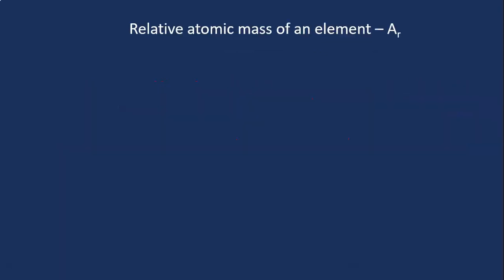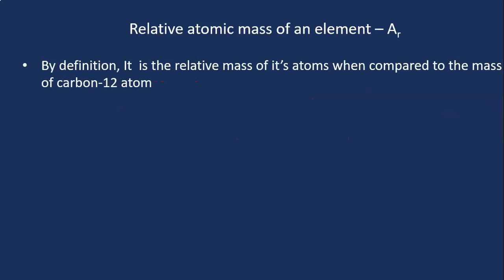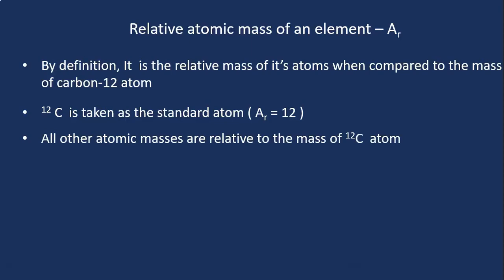Relative atomic mass of an element. By definition, the relative atomic mass of an element is the relative mass of its atoms when compared to the mass of a carbon-12 atom. In chemistry, carbon-12 is taken as the standard atom with a relative atomic mass of 12. All other atomic masses are relative to this mass of carbon-12.